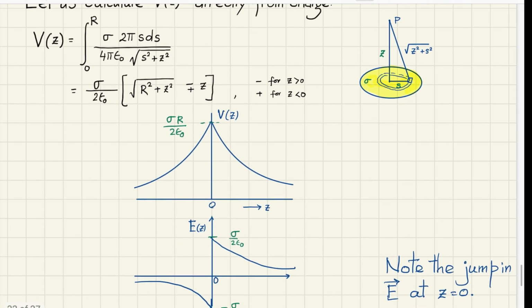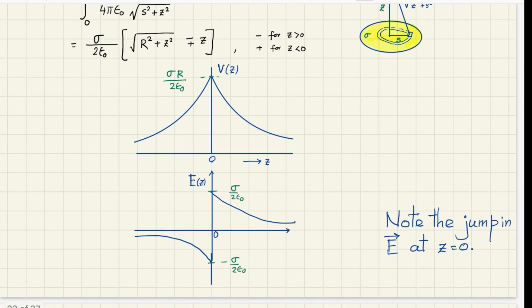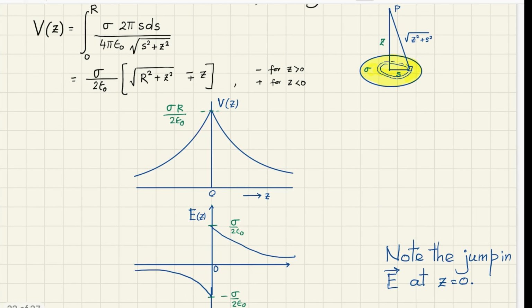And then what will be E of Z? That's the slope. In this case, the symmetry is still valid. And note that between this slope and this slope, there is a jump. You can see that the jump is here, minus sigma by 2 epsilon naught and then it goes up. That's the field in the Z direction. So the jump is from minus sigma by 2 epsilon naught to sigma by 2 epsilon naught. The total jump is sigma by epsilon naught. This is characteristic of any time the normal component of the electric field goes through a surface charge, as we'll see later.